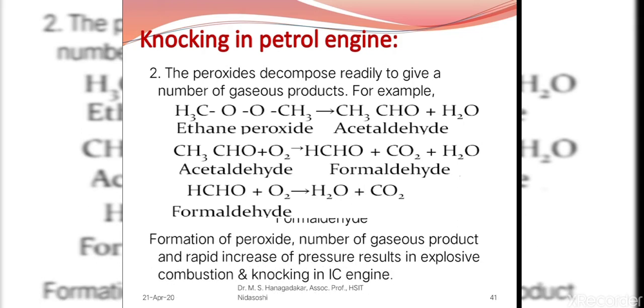Formation of unstable peroxides of gaseous products will increase the rapid pressure inside an IC engine. When it hits the wall of the cylinder and piston during the combustion, it leads to knocking in IC engine.